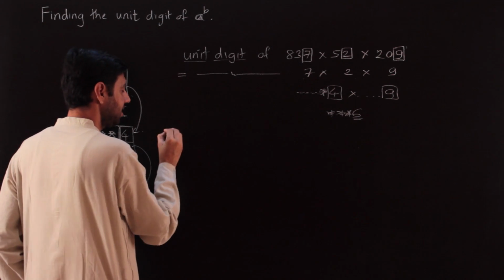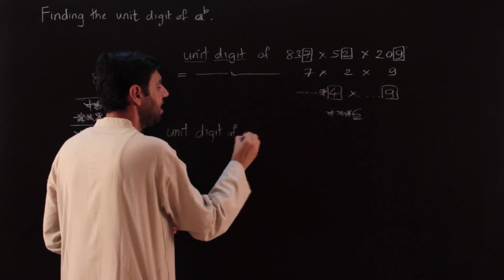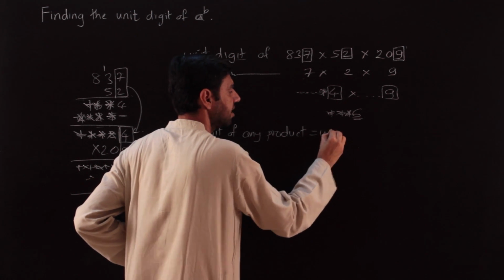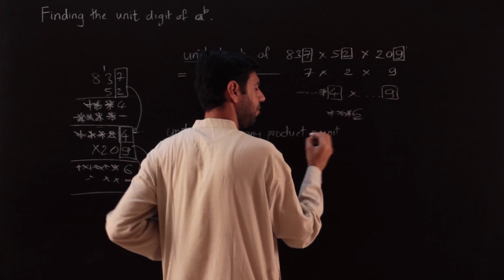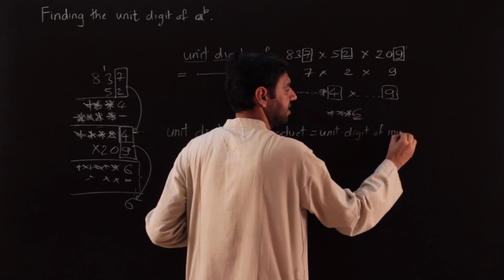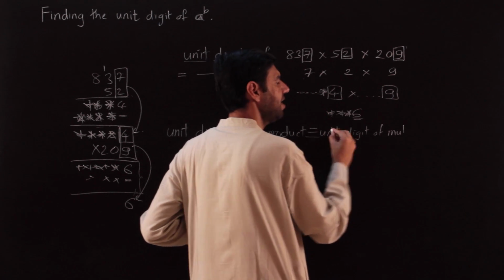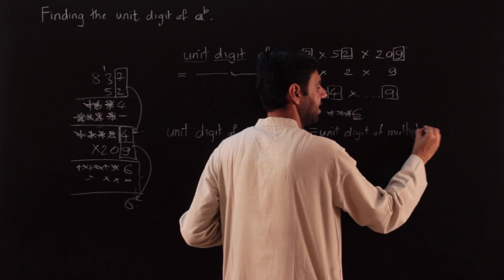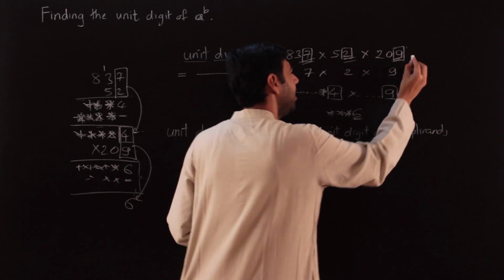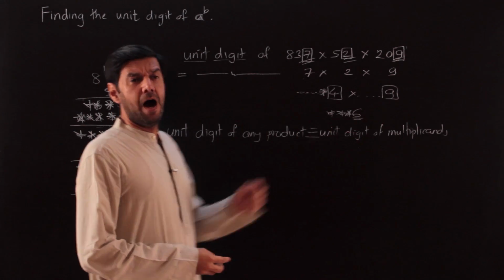So what I am saying is, the unit digit of any product depends upon the unit digit of the multiplicands. Let me say it is not equal to, it depends upon. So there are different multiplicands, just worry about their unit digits. It's an easy point, I don't need to reiterate it.